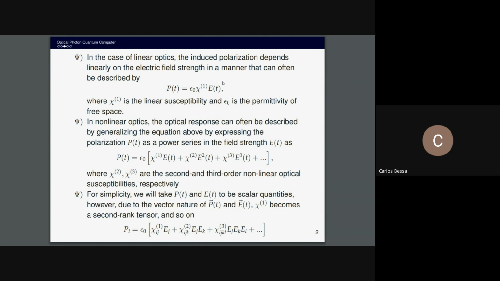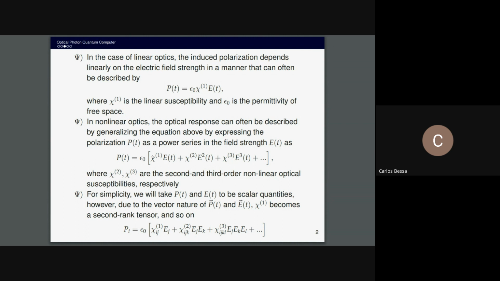But when we are in the nonlinear optics part, in fact, this P could be written in terms of a power series in this way. Chi1 here is the linear part, the linear term, and these are the nonlinear terms. Chi2 and chi3 are the second and third order nonlinear optical susceptibilities.